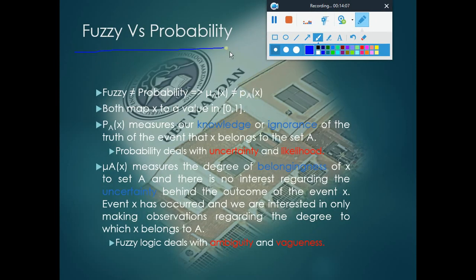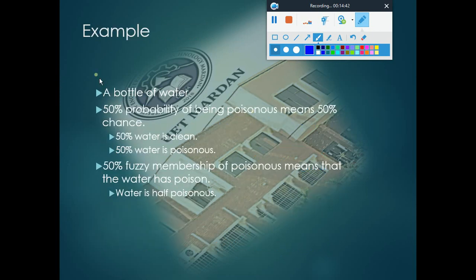Now the difference between fuzzy versus probability. Fuzzy is actually not equal to probability. Probability deals with uncertainty or likelihood, and fuzzy deals with the ambiguity and vagueness of the terminologies or of the values. With this example it will be clear.